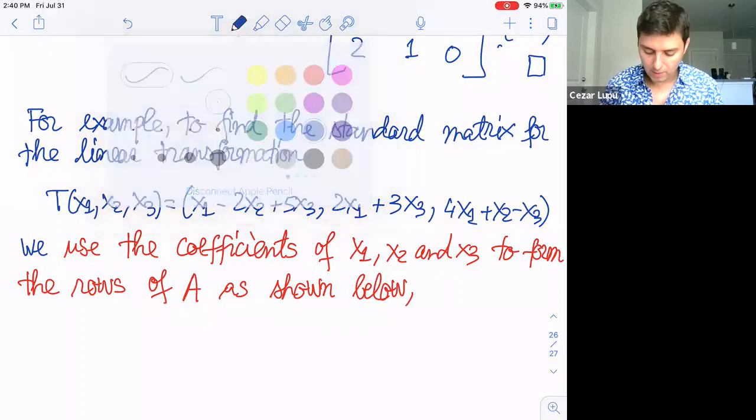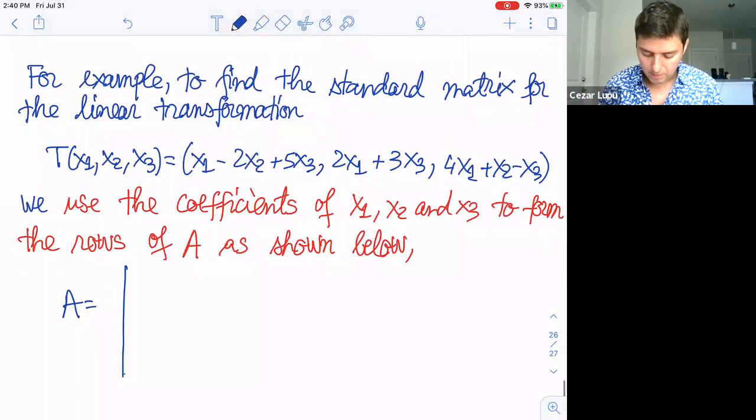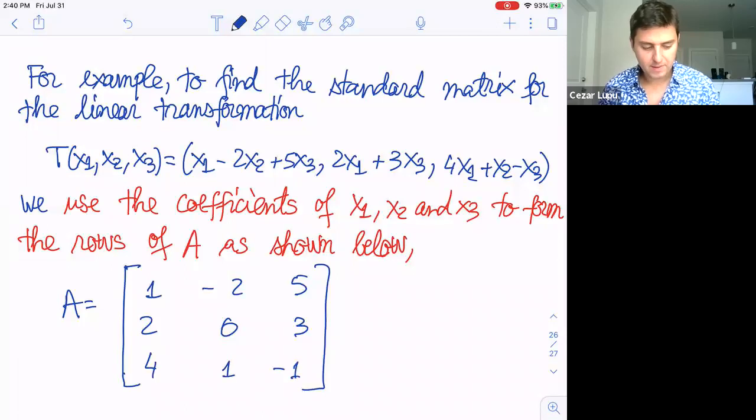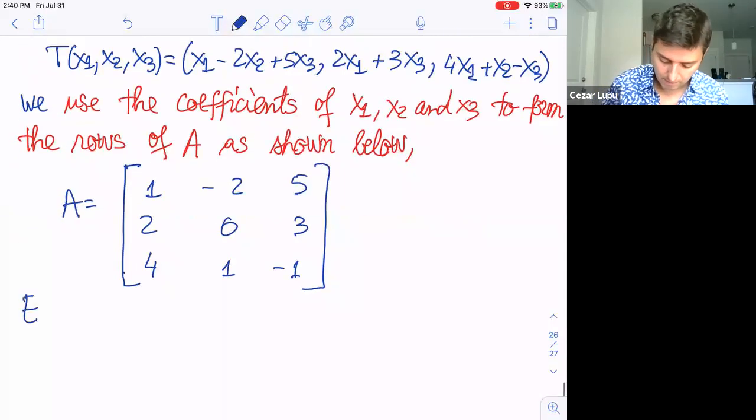So in other words, we will have the following. A will be 1, negative 2, 5; 2, 0, 3; 4, 1, negative 1, right? It's quite clear. You just look at the coefficients of the first component, put them on the first row, and that's it. All right, let me take another example, just an easy example. Maybe I shouldn't waste my time with this, but anyway, let's just do it.